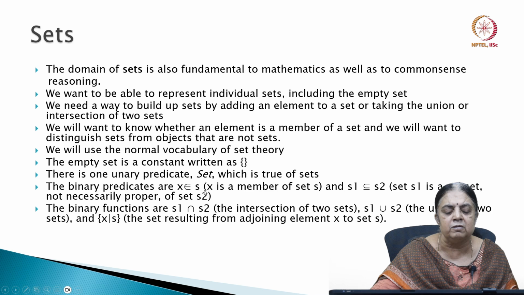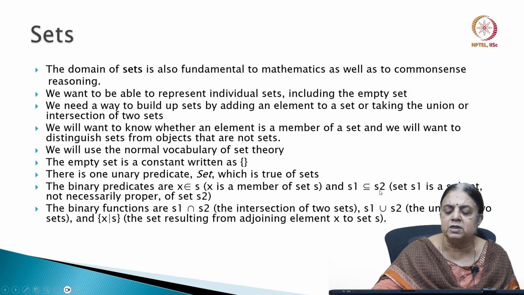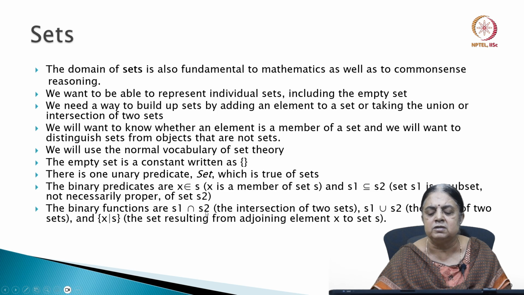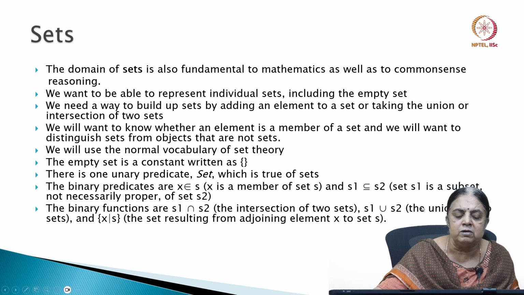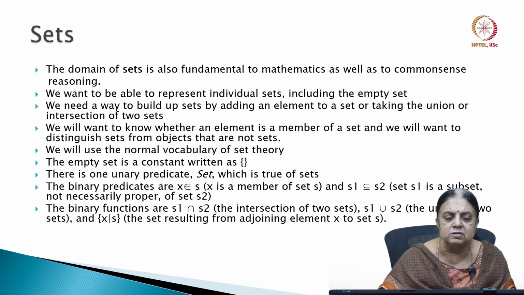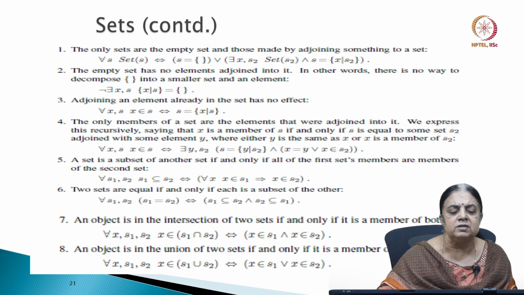So these are binary predicates, and S1 is a subset of S2. So for two sets S1 and S2, you can say S1 is a subset of S2, and you have things like intersection and union. S1 intersection S2 means the intersection of two sets, and S1 union S2 is the union of two sets, and X adjoined to S is the set which results from adjoining element X to set S. So you are forming a new set, just adding one more element to the set S. These are all the concepts which we want to use. So let us see how we represent these things in set theory.